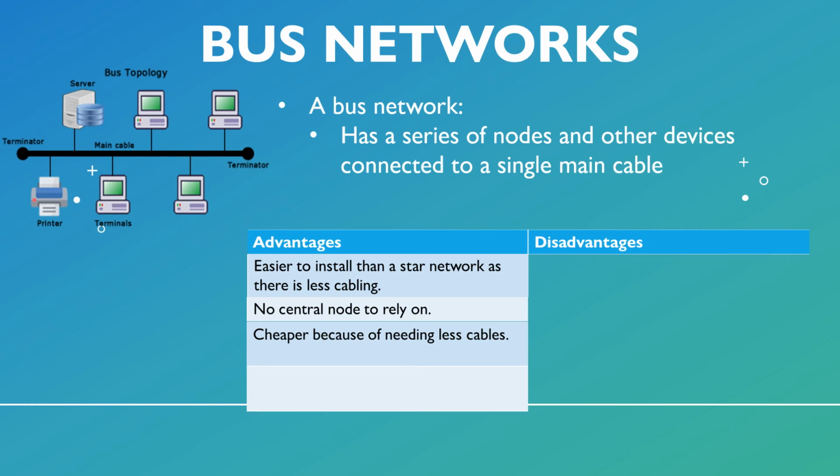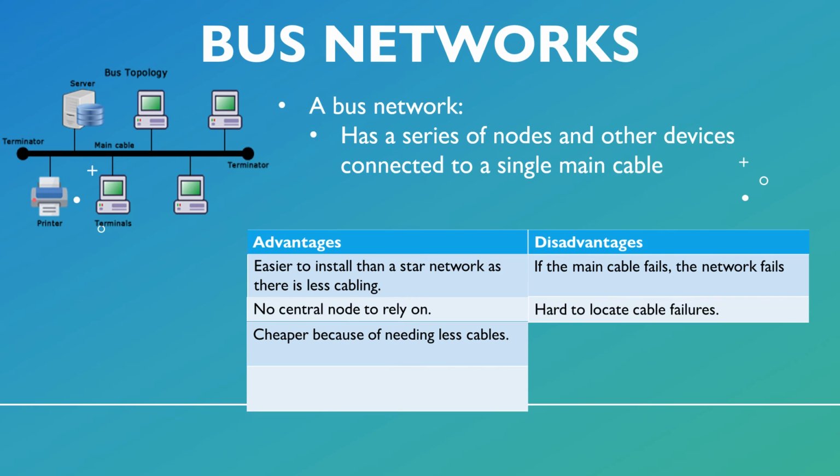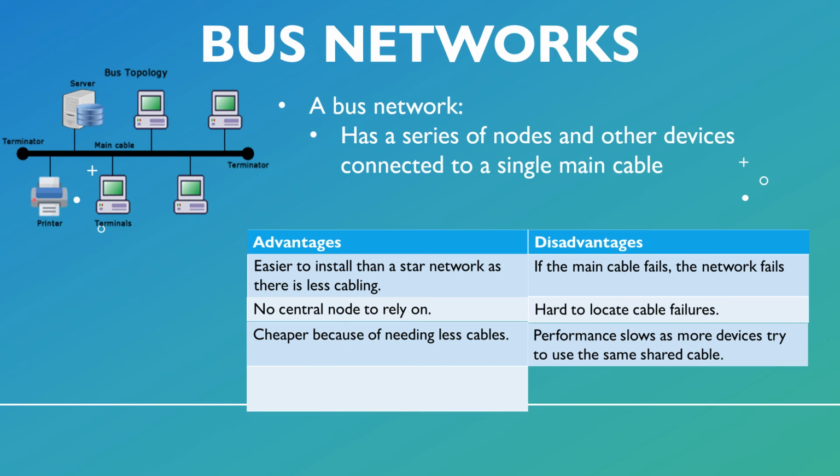In a bus network, if the main cable fails, then the entire network fails. This can make it harder to locate and repair cable failures. On a bus network, data travels up and down the main cable, reflecting back at each of the terminators, and is taken out by whichever device requires it. This means as more devices try to share the same cable, performance slows because there are more data collisions.